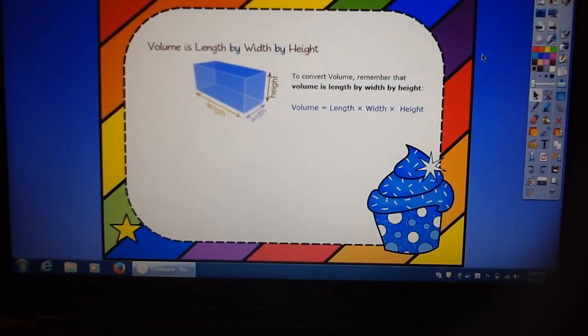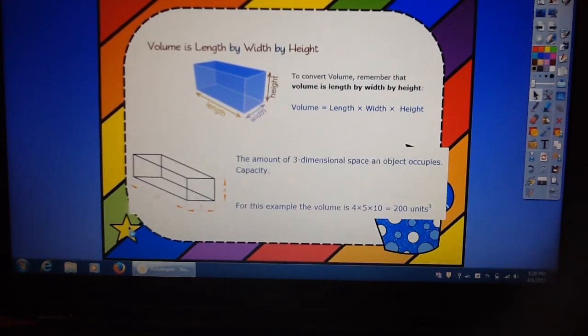Now, in order to find volume, you're going to need to know the length, the width, and the height. So all you have to do is multiply. Volume is equal to the length times the width times the height. Notice we're all multiplying here, so it doesn't matter what order you do, but we try to remember that volume is length times width times height. If we do it in that order, it tends to help us out.